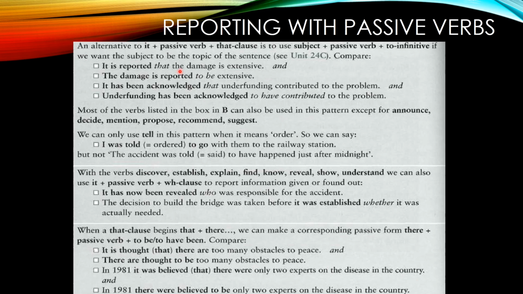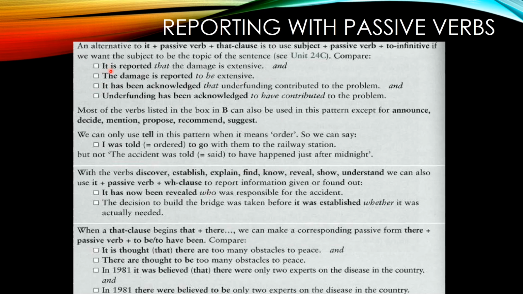An alternative to it plus passive verb plus that clause is to use subject plus passive verb plus to infinitive if we want the subject to be the topic of the sentence. Just look at these examples and compare. It is reported that the damage is extensive, and the damage is reported to be extensive. So both variants are possible.